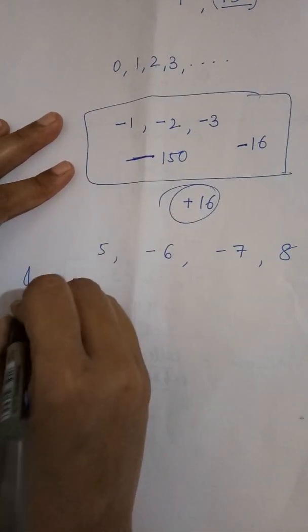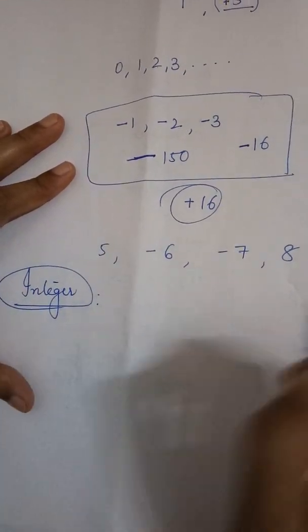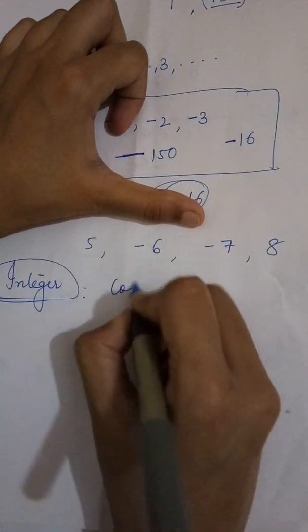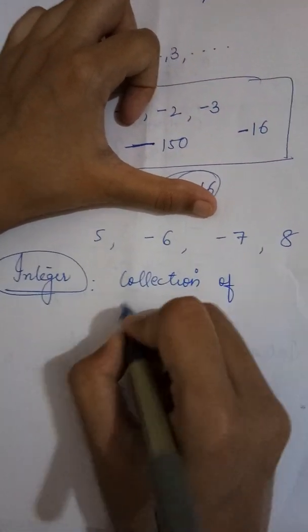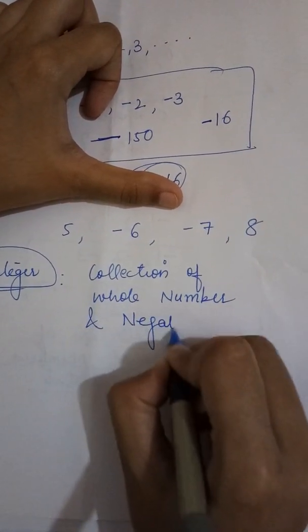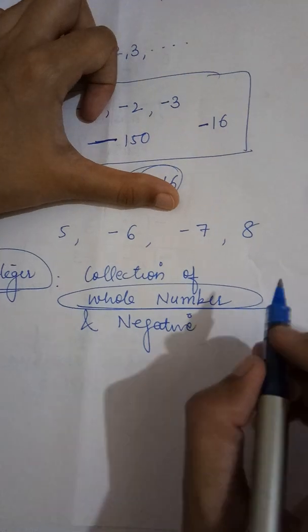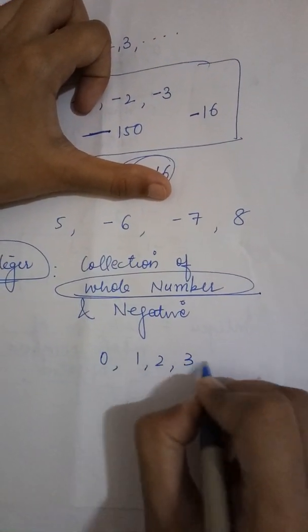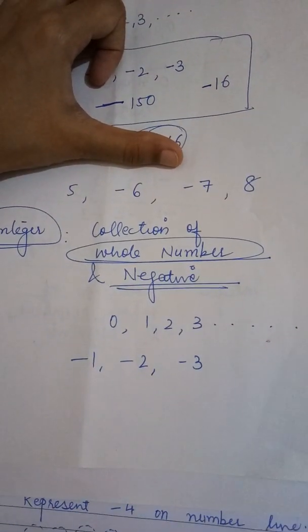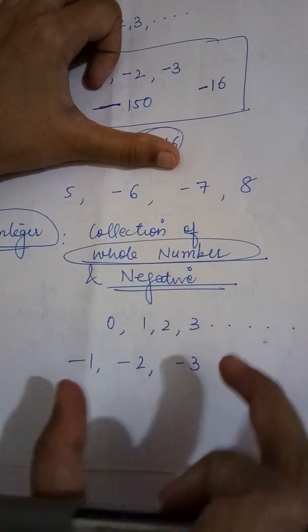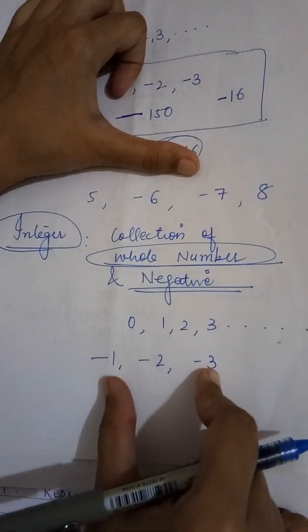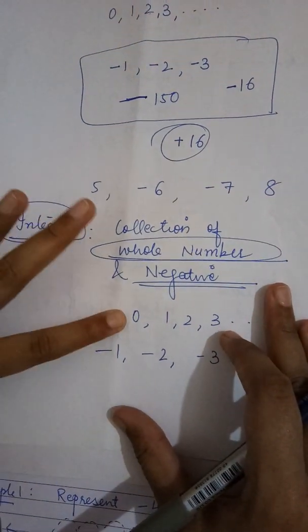Okay, now we are going to talk about the term integer, which is the basic one here, about which the chapter is. Integer means collection of whole numbers and the negative numbers. Now we all know what whole numbers are, the numbers starting from 0, 1, 2, 3 and so on. And negative numbers means minus 1, minus 2, minus 3, the numbers which have the negative sign. If I combine these things, I get integers, a collection of positive numbers and negative numbers.